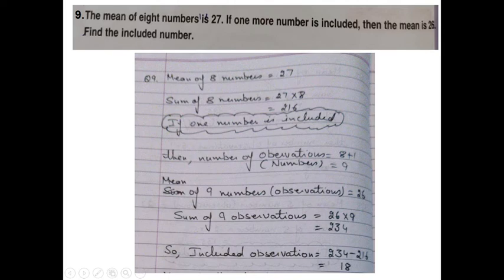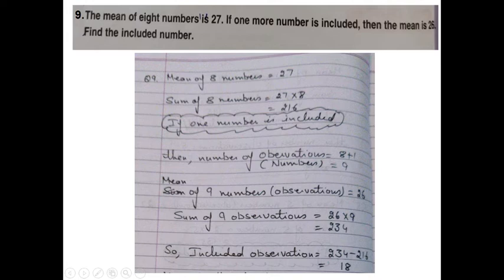In the same way, the mean of 8 numbers is 27 according to the question. So the total sum of 8 numbers would be 27 multiplied by 8, so it would be 216. Now if one number is included, then the total numbers will become 8 plus 1. Since we are including, we are adding the number. So 8 plus 1, 9.